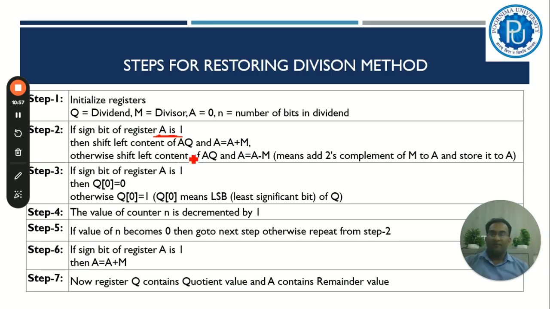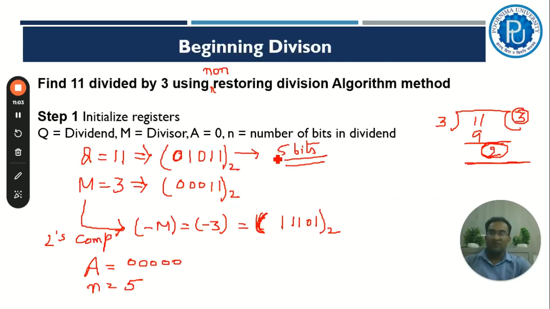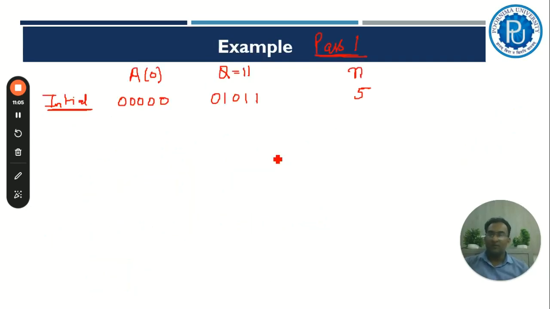Otherwise, if A is equal to 0, then we will shift left the AQ and perform subtraction there. Okay, now let us go with this. So the initial sign bit of A is 0.